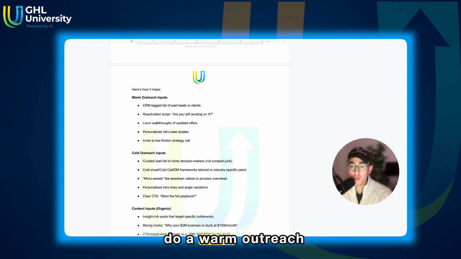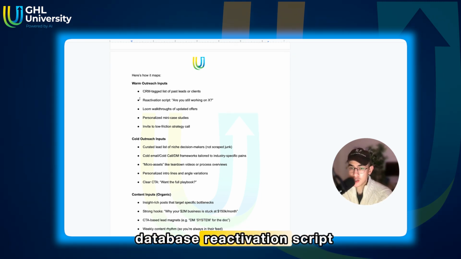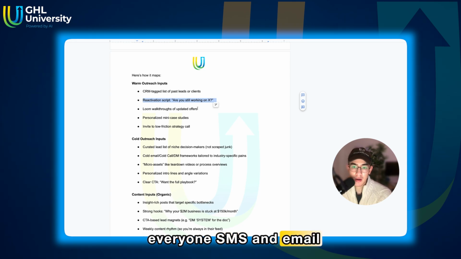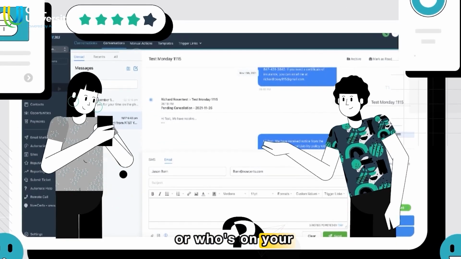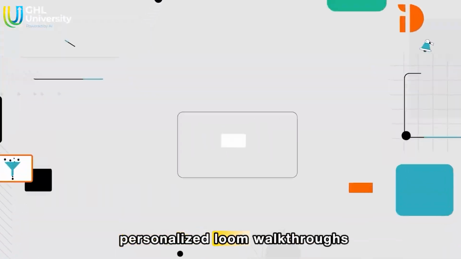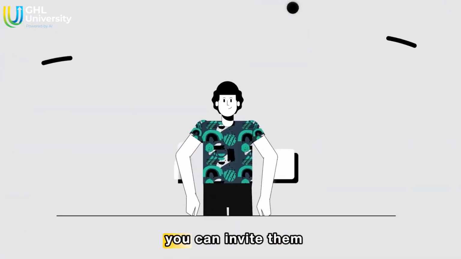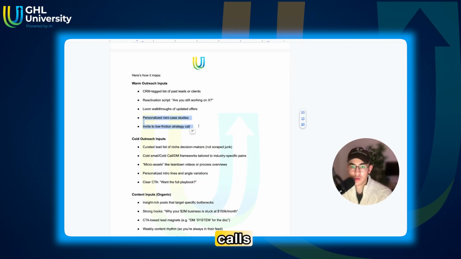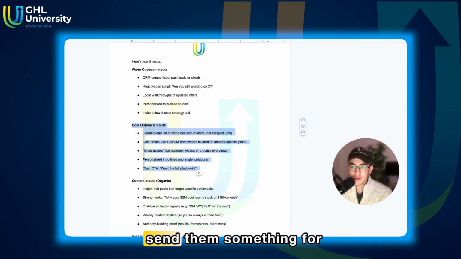If you want to do warm outreach, you could do a database reactivation script. So you can send everyone SMS and email. You can call up everyone that you know or who's on your list, who's opted in. You can send them personalized Loom walkthroughs. You can send them mini case studies. You can invite them to low friction strategy calls. Great ways to get your foot in the door. Or even ask how they're doing, send them something for free.